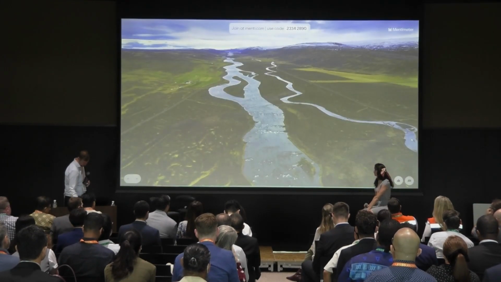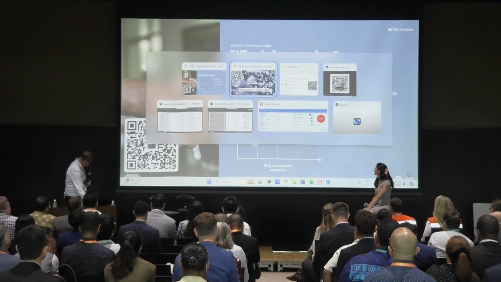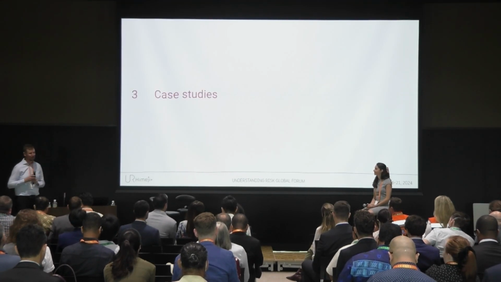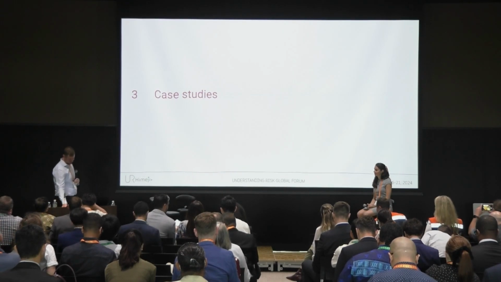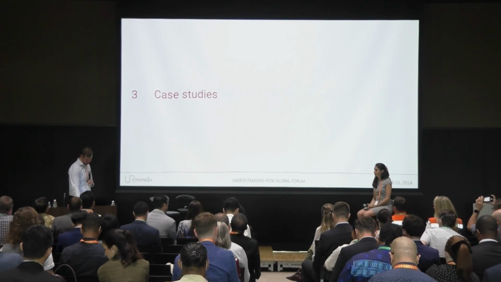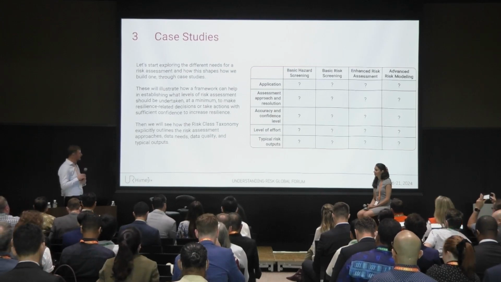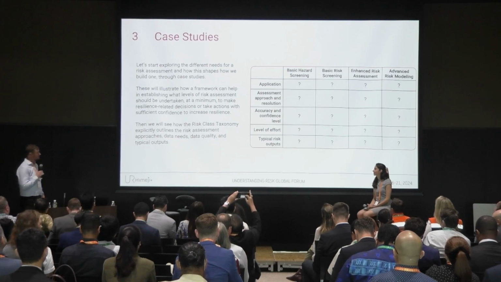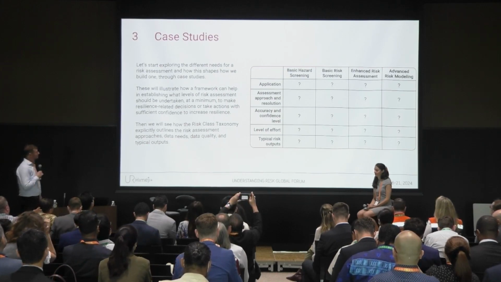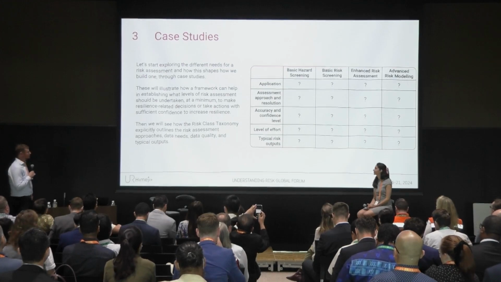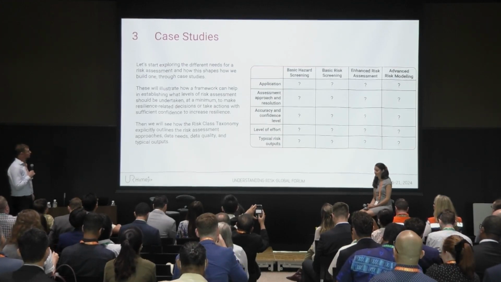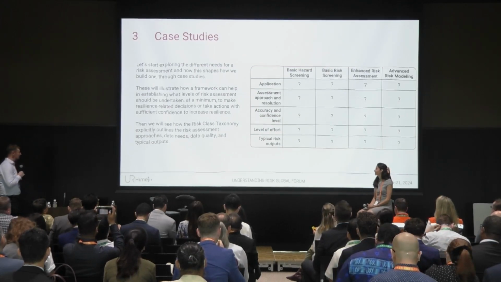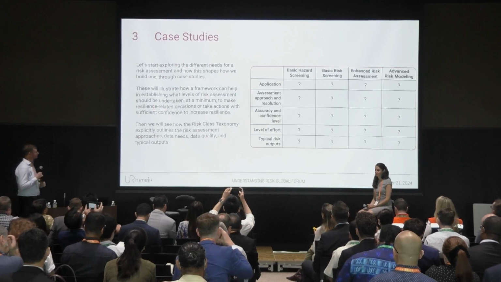Okay, perfect. All right, so we'll just flip across. So we're now going to go into a few case studies. And so you'll need to use Menti again, so keep your phones out. But let's start exploring the different needs for a risk assessment and how this shapes how we build one, and also what case studies we're actually going to be doing. So we want to illustrate why a framework is actually important in doing this, and what the key tools within it are, and what at a minimum is needed to make resilience related decisions or take those actions with sufficient confidence.